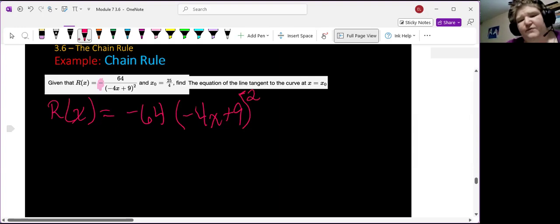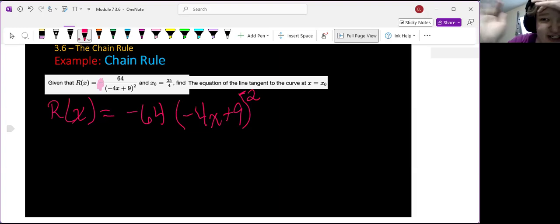but make my power a negative, so negative 64 times quantity negative 4x plus 9 raised to the negative second power. Well, now I've got some inside stuff and outside function stuff. So this is a chain rule setup. The initial looked like a quotient, but we can turn most quotients into a product chain rule. But this one, that negative 64 is just a constant, so it's not even a product rule here, it's just chain rule.